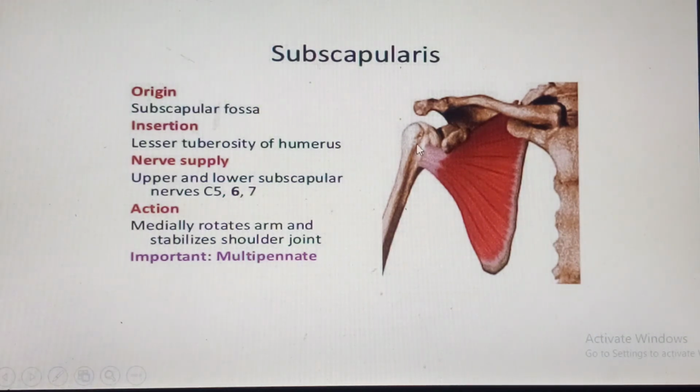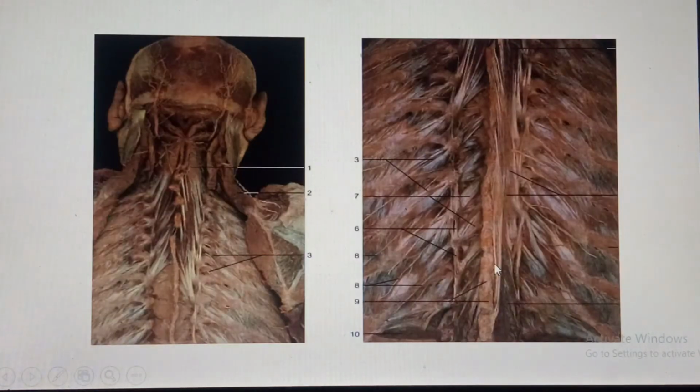Now, because it's inserting on the lesser tubercle, which is anteriorly placed and therefore more medial than the greater tubercle, it means this muscle will be important in medial rotation of the arm at the shoulder joint. It's also very important in stabilizing the shoulder joint, because it is one of the rotator cuff muscles. Apart from these SITS muscles, supraspinatus, infraspinatus, teres minor and subscapularis, performing their individual functions, they are very important in providing some kind of partial stability to the shoulder joint.